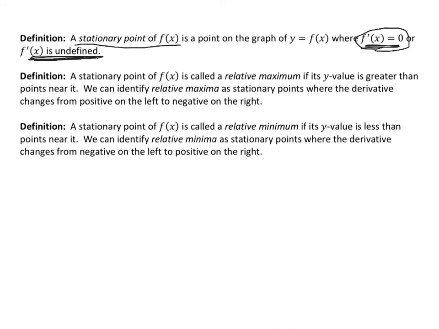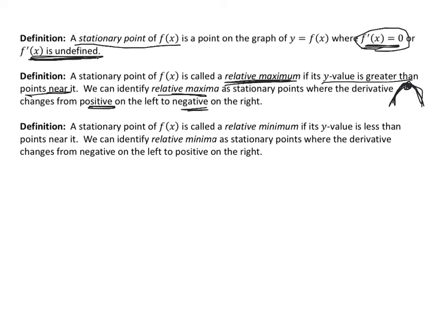Now, stationary points can end up being a few different things. The first one of these is that a stationary point can be a relative maximum. What that means is that the y value is greater than anything near it. It's what it sounds like, right? It's a point where that point is higher than anything nearby. It turns out that we can identify these relative maxima as stationary points where the derivative changes from positive on the left side to negative on the right side.